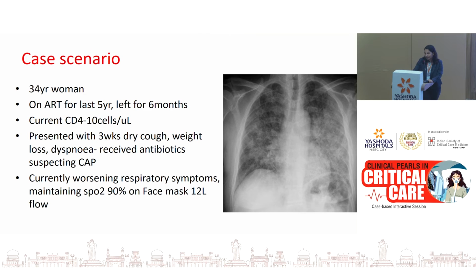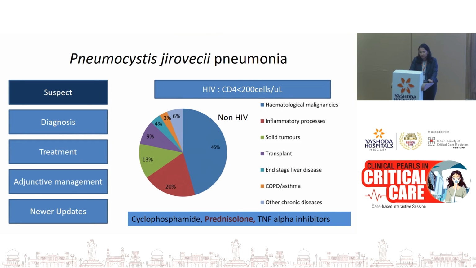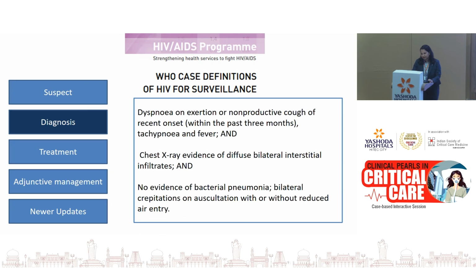Yes, it was a case of PCP pneumonia. So the risk factors include HIV patients, RVD patients with a CD4 count lower than 200, and the other non-HIV cases where it can occur include hematological malignancies, solid tumors, transplant patients, end-stage liver disease, and patients on immunosuppressants like cyclophosphamide and TNF-alpha inhibitors. Prednisolone itself is an immunosuppression, but it is also involved in the management of these cases.